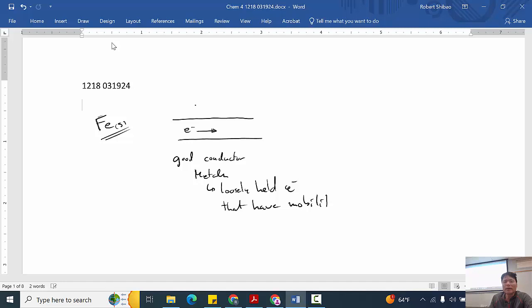What type of mobility? Well, the type of mobility that we want is going from point x1 to point x2. What kind of mobility is that? Translational mobility.